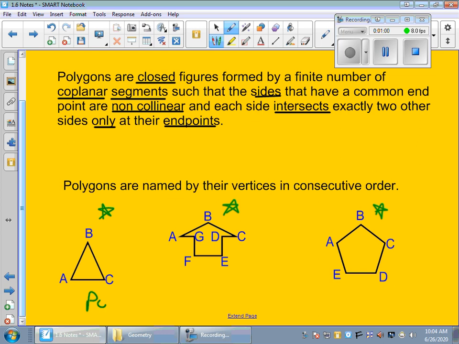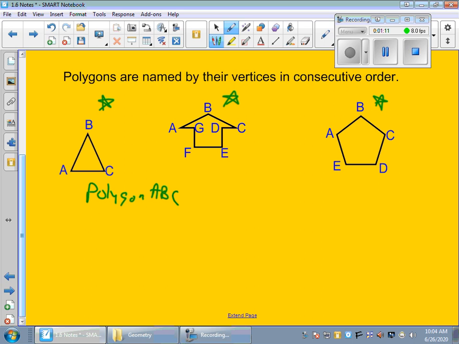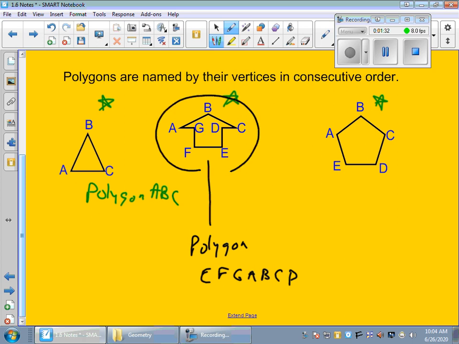And then how do we name polygons? You could say this is polygon A, B, C. Again, it doesn't matter what order you go in, but you have to be continuous. So in this example right here, we could say polygon E, F, G, A, B, C, D. So you just have to go in some continuous order and hit the vertices in order.